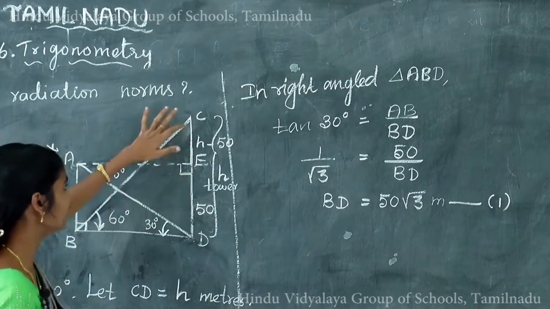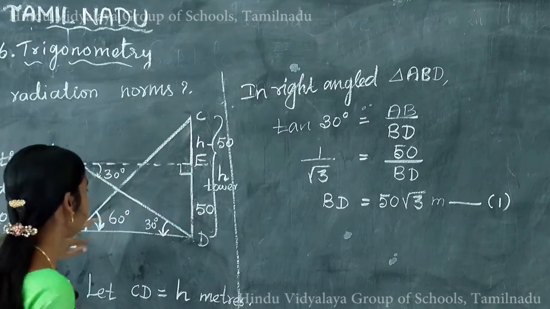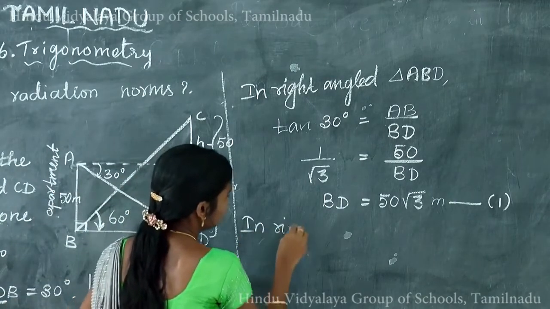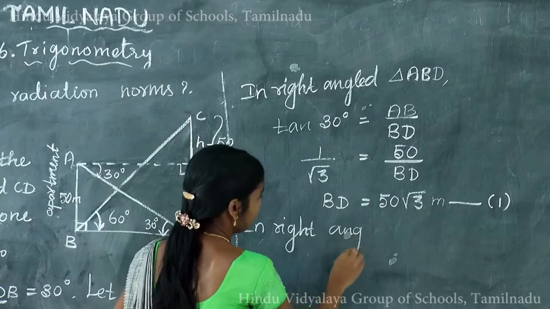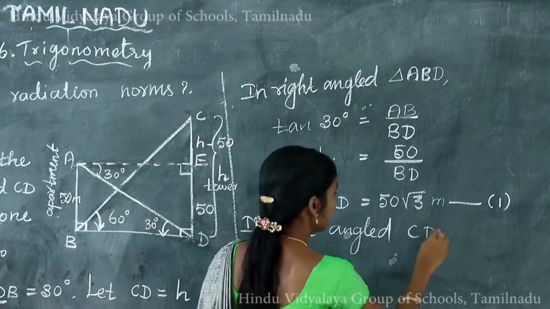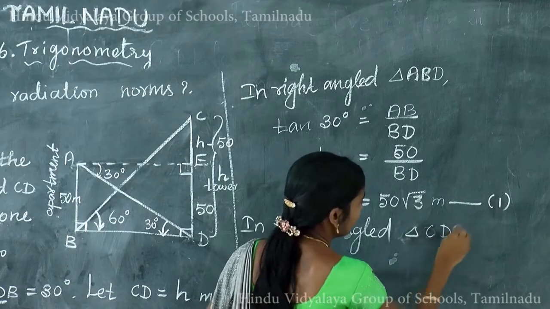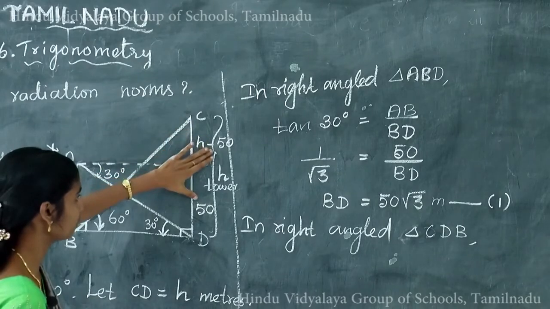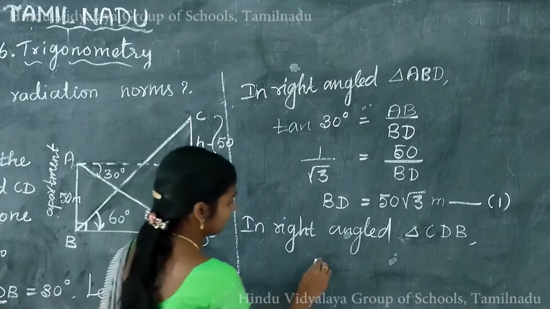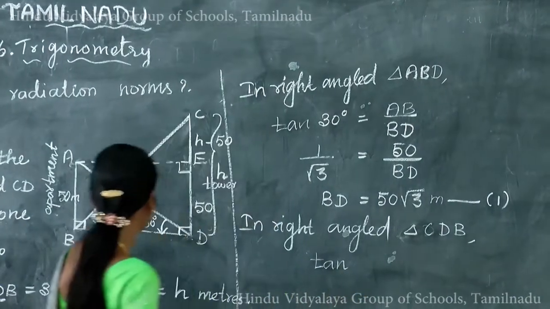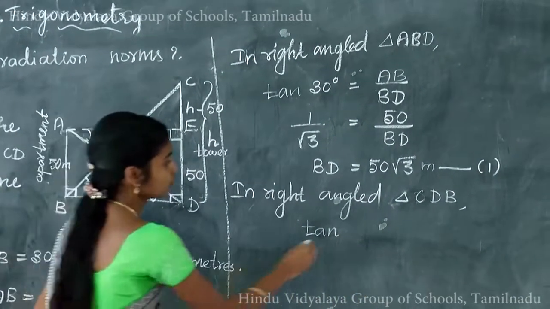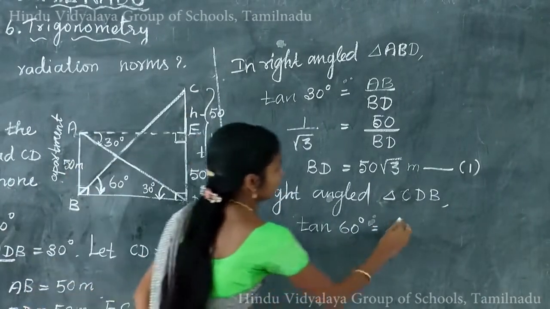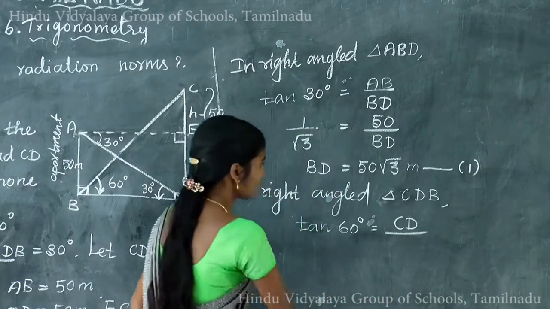So let's consider the next right angle triangle CDB. This is 90 degrees. So in right angle triangle CDB, here we need to find the opposite side. So we use the ratio tan. So tan, what is the angle? The given angle is 60 degrees. So tan 60 degrees is equal to opposite side, that is CD, by adjacent side. So adjacent side is BD.